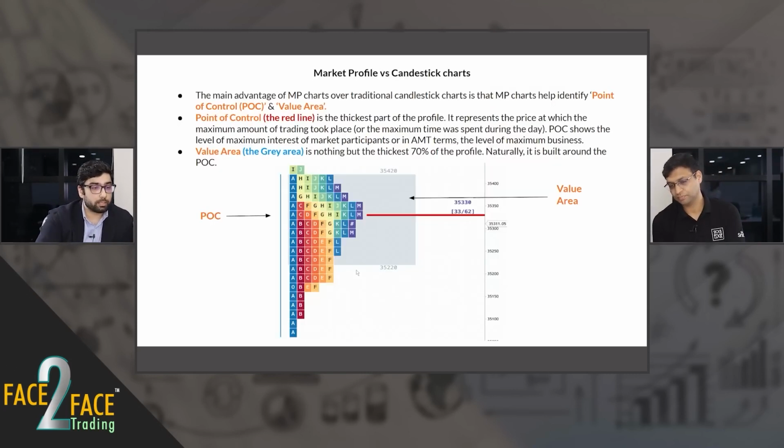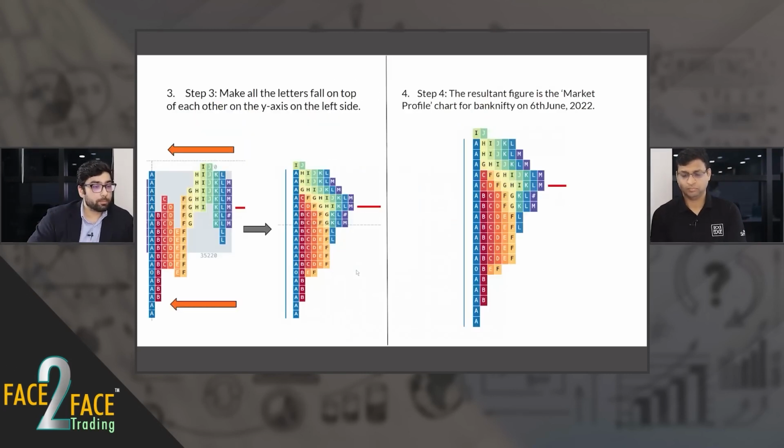So in the next step we see, this is a very interesting step, step 3. What we do is we basically make all the letters fall on top of each other on the y-axis. The vertical side here on the left is the y-axis. जैसे टेट्रिस में गिरता है ना, टेट्रिस गेम के अंदर ऊपर से गिरते रहते हैं. Exactly like that. So we make all the letters fall on top of each other.